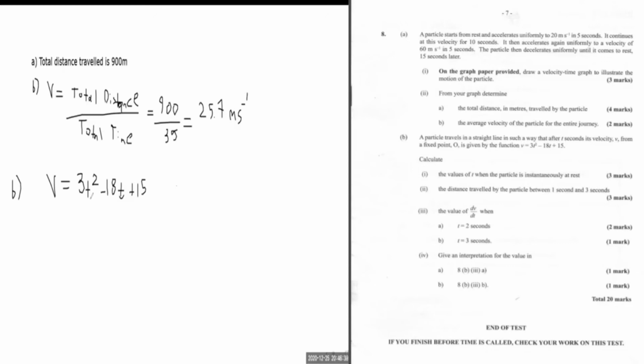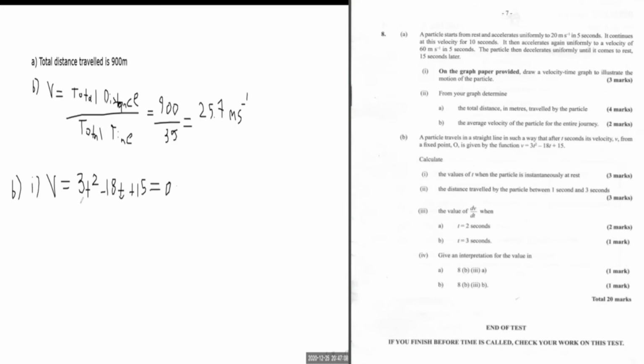The particle is instantaneously at rest when the velocity is 0. So when v is equal to 0, that's when the particle is instantaneously at rest. Think about it: instant rest means the velocity is 0. So all we need to do is, at instantaneous rest, set this equal to 0. For part 1, we set this equal to 0.